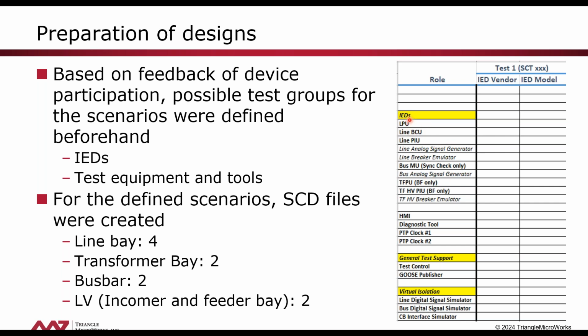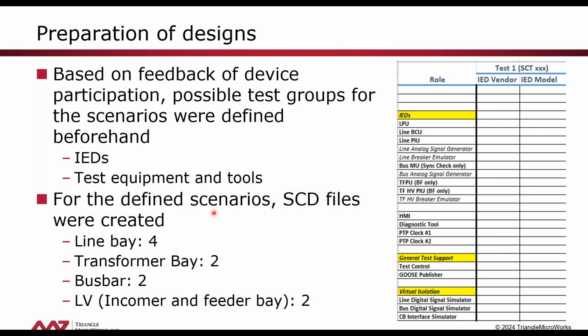The IEDs involved are the line protection unit, the line bay control unit, the process interface unit, the bus merging unit that we needed for synchro check, and then for breaker failure the transformer protection unit and the high voltage process interface unit. But we also defined the test equipment, like analog signal generators, breaker emulators, but also diagnostic tools, clock, HMI, and additional roles of the test tools. All this was defined in the test group with the vendors and the models of the devices.